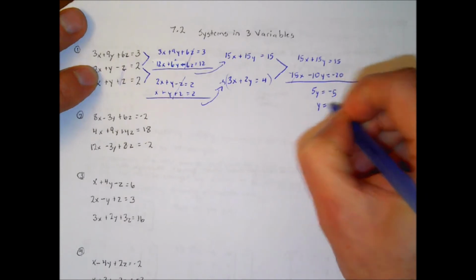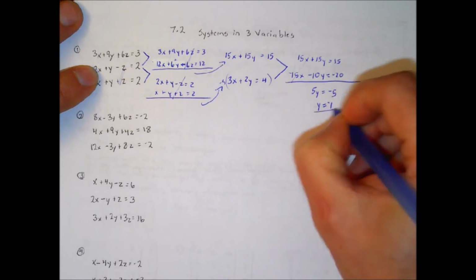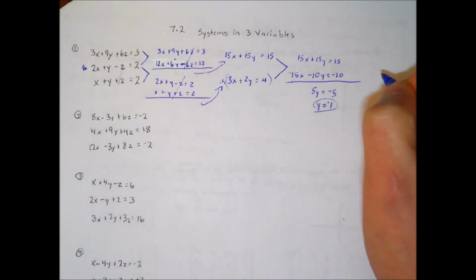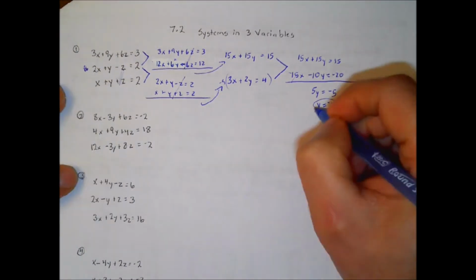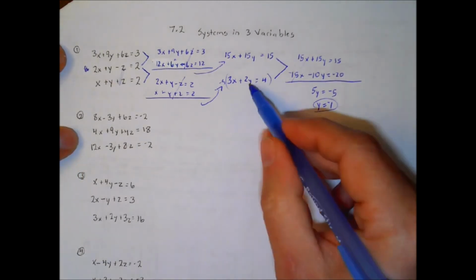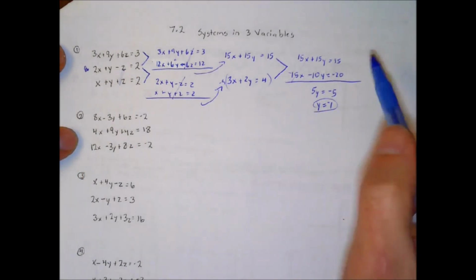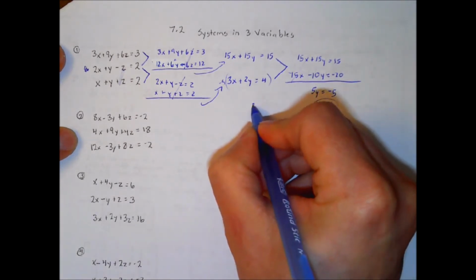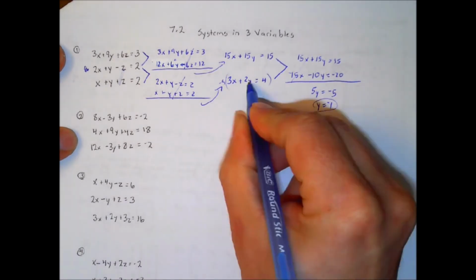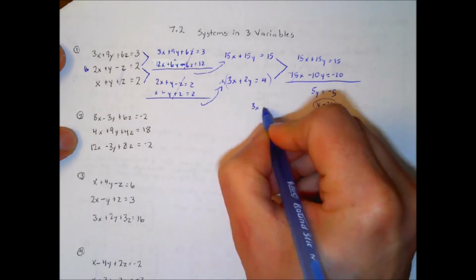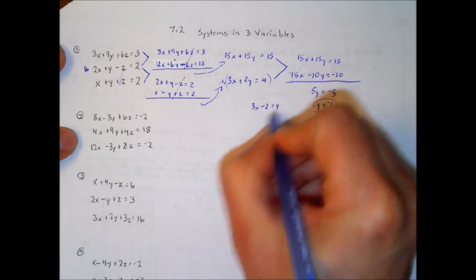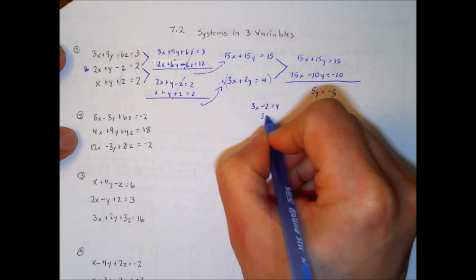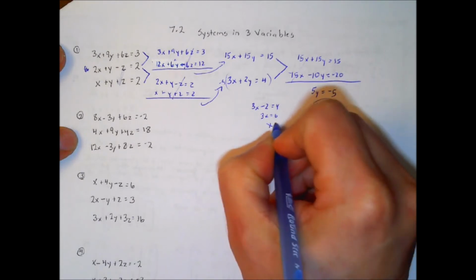And then I can take both of those and plug them in over here somewhere. So I'll use the last one. So I know that x plus y plus z is equal to 2. So that'd be 1. Subtract the 1 over, gives me z is equal to 1. So I know my x is 2, my y is negative 1, my z is 1. And that is what I am looking for.